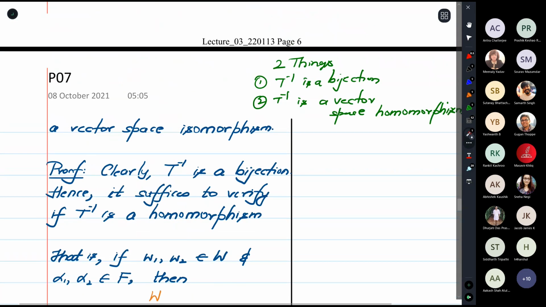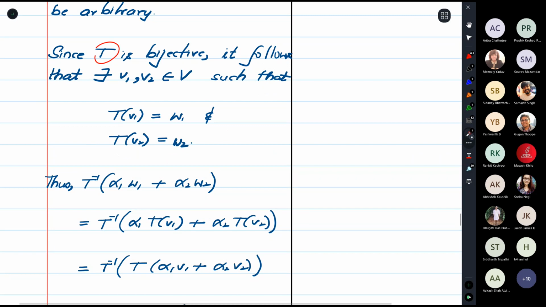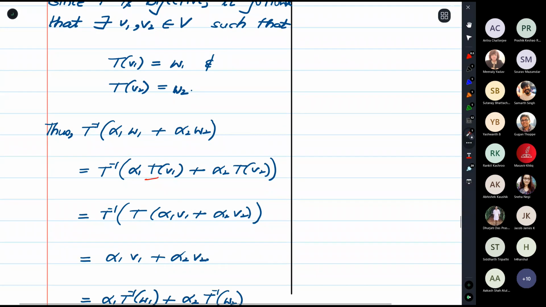Okay, so since T is a bijection, it follows that T of V1 equals W1 and T of V2 equals W2 for some V1 and some V2, right? So I can write this entire expression as alpha 1 T of V1 plus alpha 2 T of V2. I have copied this alpha 1 directly over here and this W1 directly over here. Similarly, I have copied this alpha 2 over here and this W2 directly over here, and I write this expression, which is exactly this.